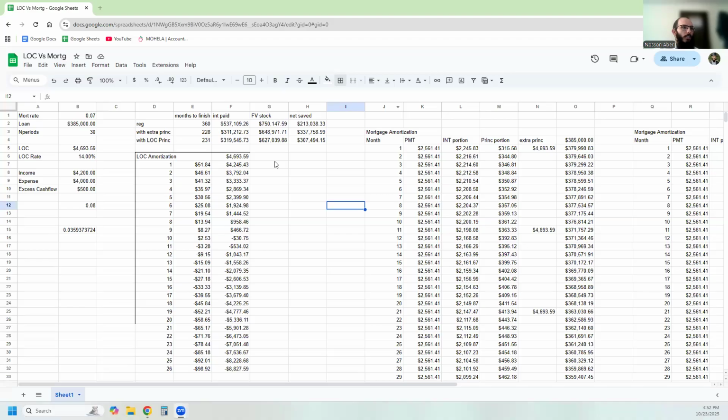Okay, so here we have the model. Well, let's just explain some stuff here. This is the mortgage rate. This is the line of credit rate. This is your loan amount of your mortgage. This is your number of periods. Well, 30 years. This is the years. Don't get that confused with months. This is your income, expenses, your excess cash flow.